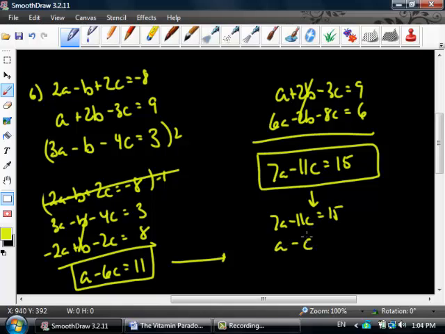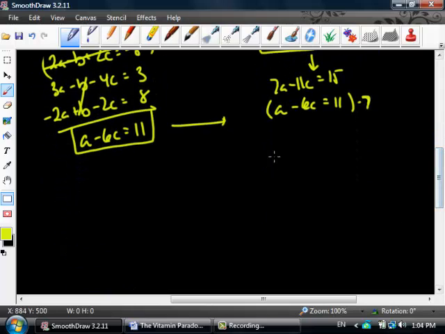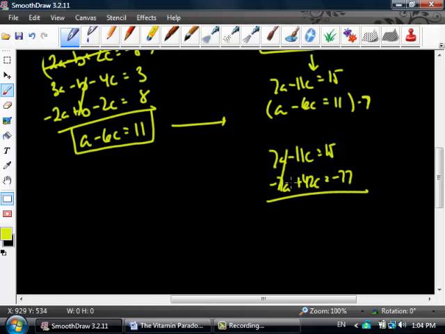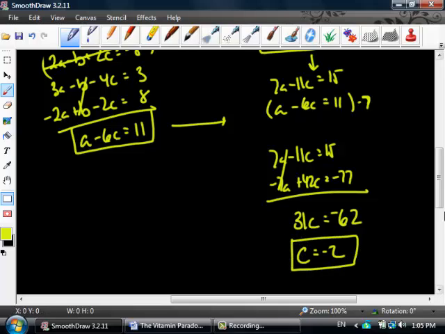A minus 6c equals 11. Multiply the top, the bottom by negative 7. I'm going to get 7a minus 11c equals 15. Negative 7a plus 42c equals negative 77, yes? That's out of there. 42 minus 11? 31. 31c equals 77 minus 15. 62? Negative 62. C equals negative 2, yes? Raise your hands if you got C equals negative 2. Cool. So C equals negative 2.